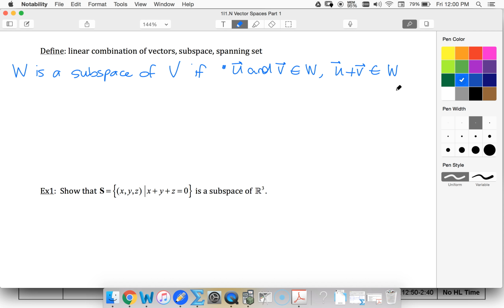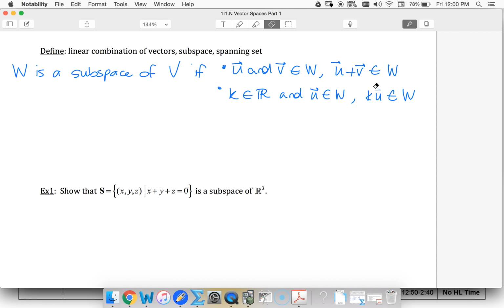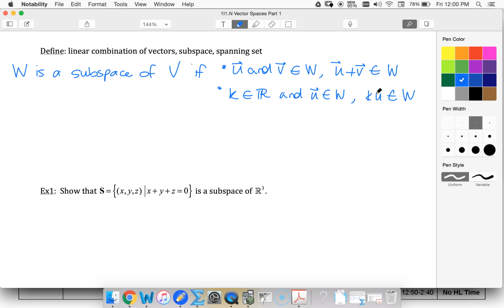an element of W. So closed under addition, and for some constant and some vector in W, then the scalar multiple is also an element of W. So we've got to be closed under addition and closed under scalar multiplication to be a subspace.